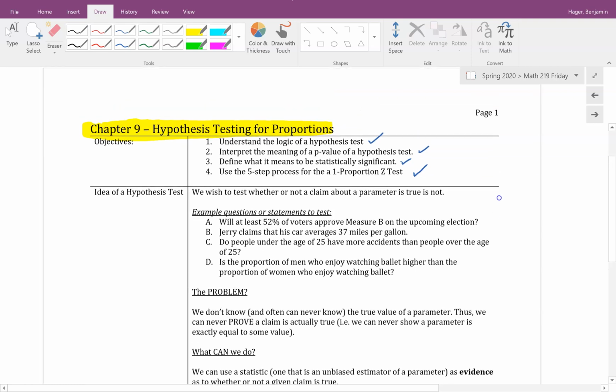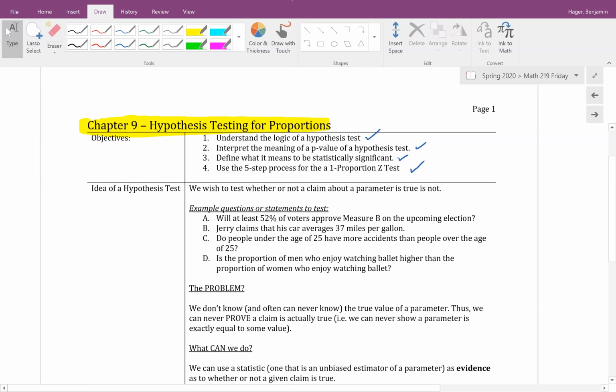Now, if you remember with confidence intervals, the procedures we learned, there was a 1-sample z interval and a 1-sample t interval, and we used both of those when we were talking about means. Well, we're going to learn the same thing, but we call them a test as opposed to an interval. And then we also learned in 8.3, I believe, about a confidence interval for proportions, the 1-proportion z interval. Well, this is going to be the 1-proportion z test.